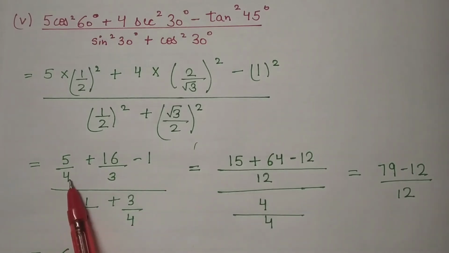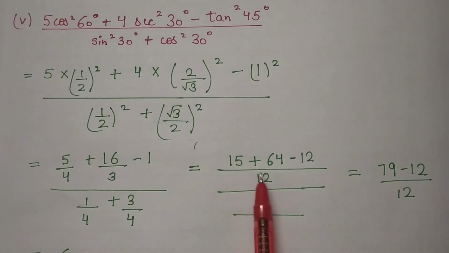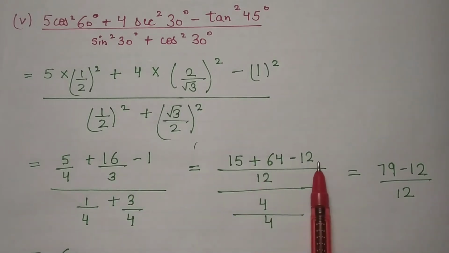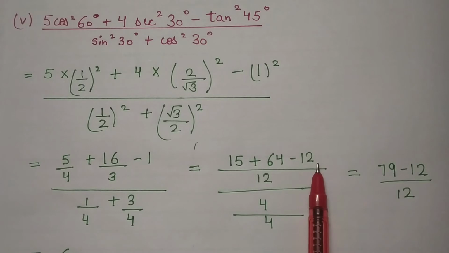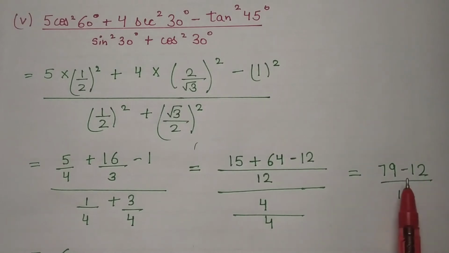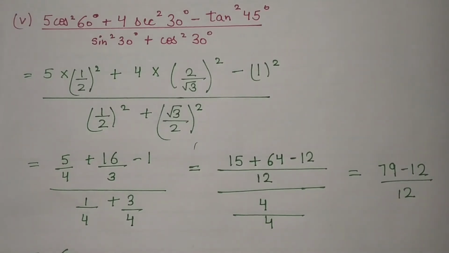So at 4 table, 12 is coming at third position. 3 multiply 5, 15, plus 12 is coming at fourth position in third table. So 4 multiply 16 is 64 minus 12. Simply LCM I have taken. Now in the denominator it is becoming 1 only by cancelling out. So the answer is 79 minus 12 by 12, which is 67 by 12.